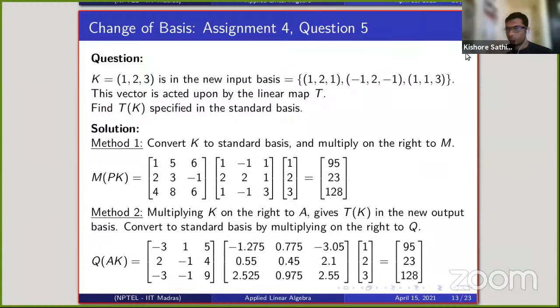We took one simple concept, which was converting from a non-standard basis to the standard basis, and that's all we had to remember. We can apply the same thing in all of our questions.